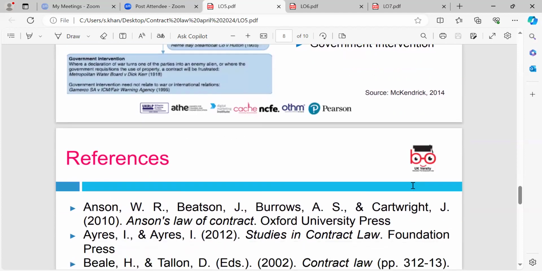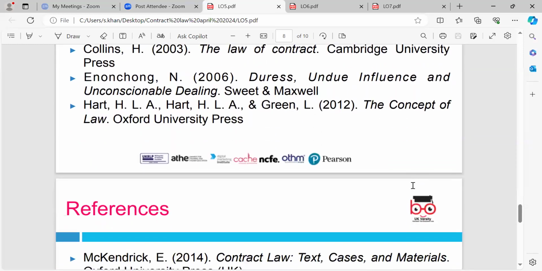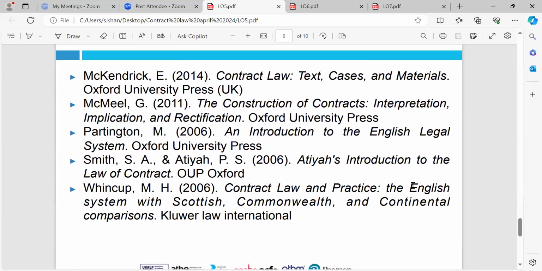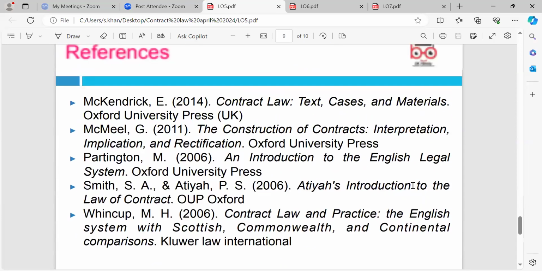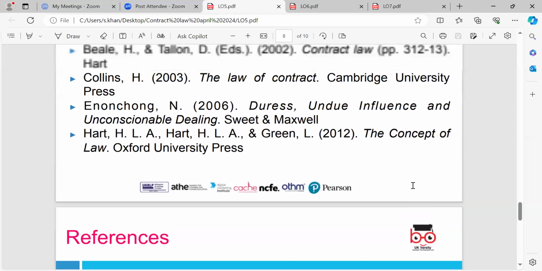So these are the references we've used for frustration. The effect of frustration is that where a contract is found to be frustrated, both parties are released from their obligations under the contract, and neither party can sue for breach. So these references have been used for this session on frustration, and we're going to move on.